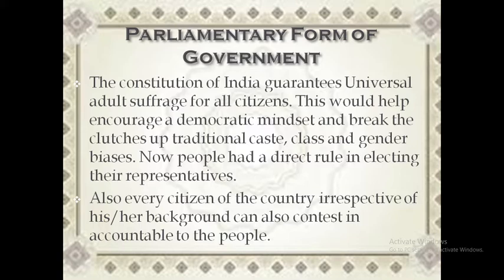The Constitution of India guarantees universal adult suffrage for all citizens. It means any person who is above 18 years of age can register to vote and cast a vote. This will provide them the right to directly take part in the government. It will encourage the democratic mindset and break traditional caste, class and gender biases.